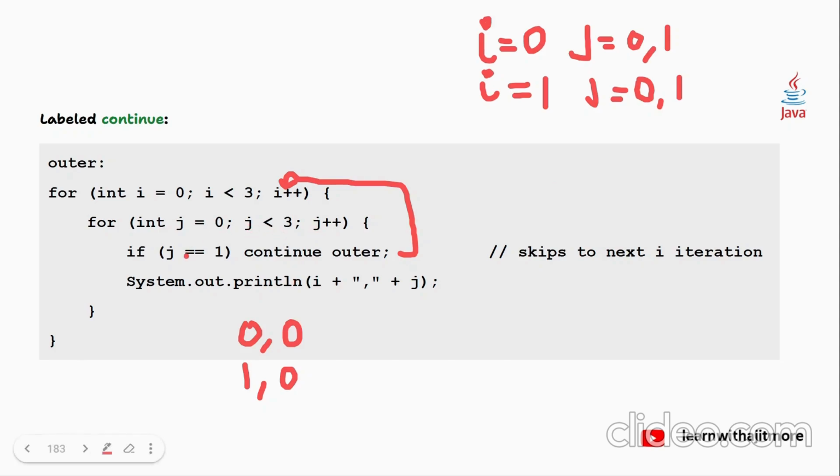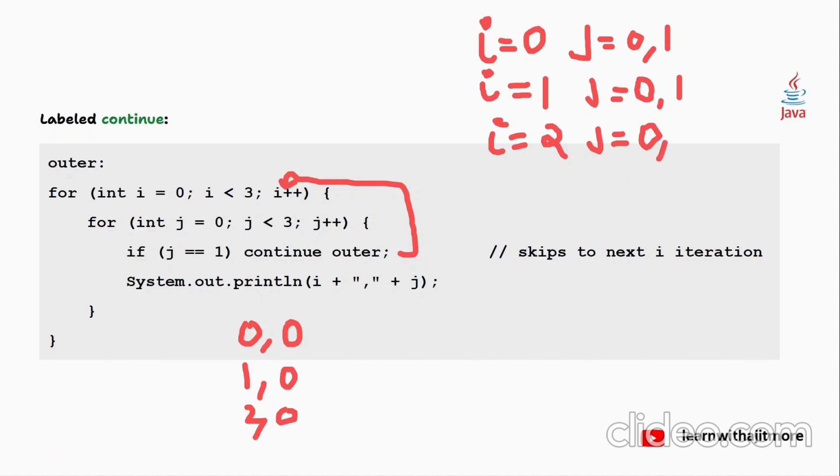Is 1 less than 3? Yes. But is 1 equal to 1? Yes. Continue outer. Directly it will come here. And directly what will i become? 2. Now it's common sense, the next output will be 2 0. So what did i become? 2. Is 2 less than 3? Yes. Come inside. Again start j with 0. Is 0 less than 3? Yes. Is 0 equal to 1? No. Print the ij combination, that is 2 0.